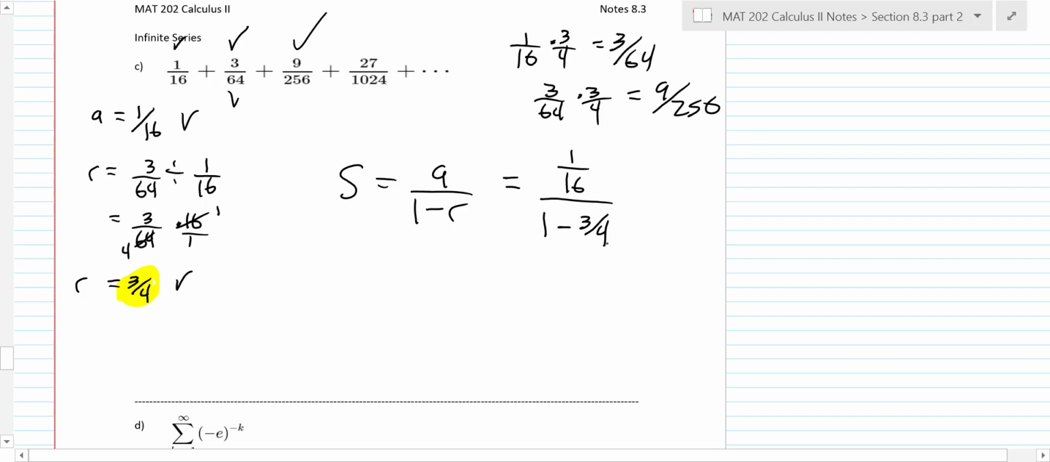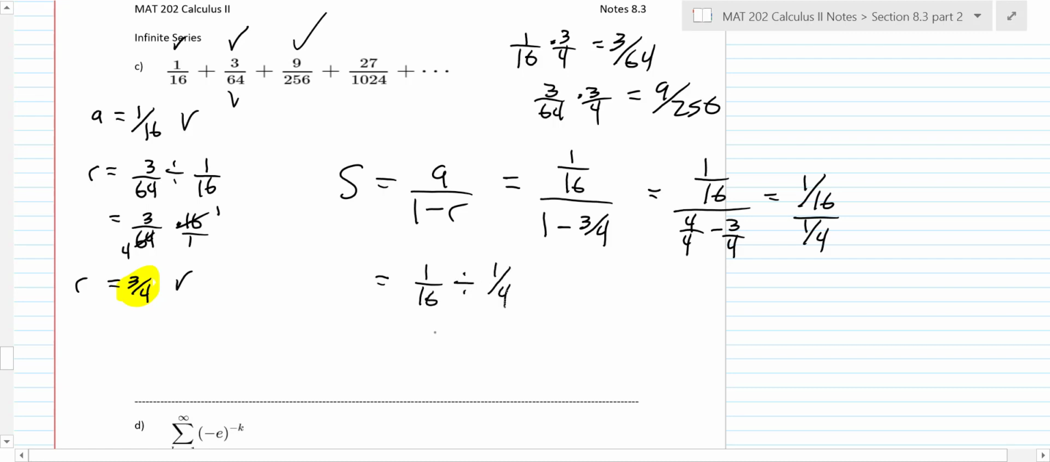Now, if you want to get rid of the fractions by multiplying by 16, you can. You may prefer to do it this way. I'm going to vary this to give you your two choices. You could get a common denominator and do it this way if you want to. So that would be 1/16 over 1/4. What you're really doing is 1/16 divided by 1/4. So that's 1/16 times 4 over 1, and then that will reduce down to 1/4. So the value of that infinite geometric series sums to 1/4.